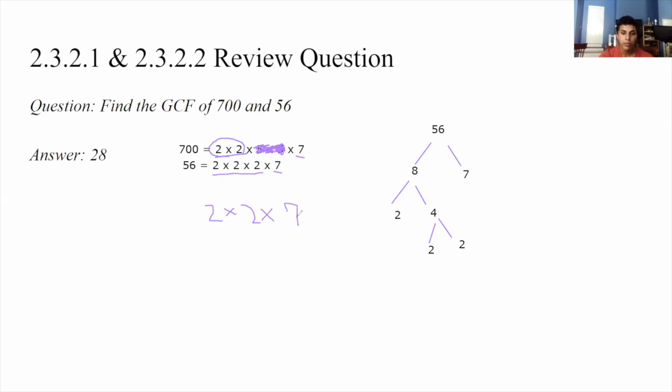And then remember, I multiply all of those by each other to get 2 times 2 times 7. So when I multiply 2, 2, and 7, that leaves me with 4 times 7. And then that all simplifies to 28.